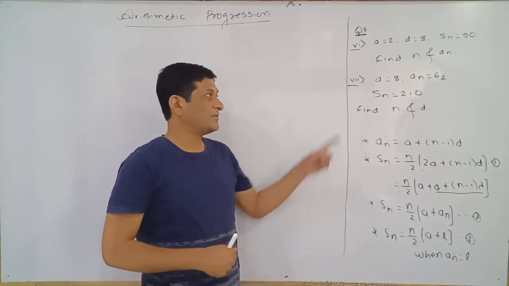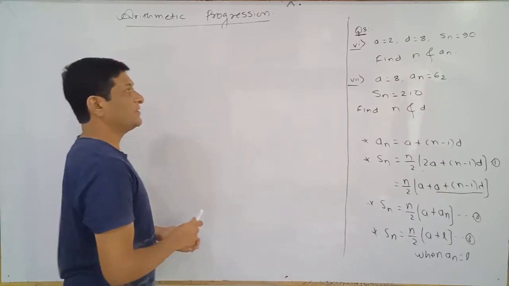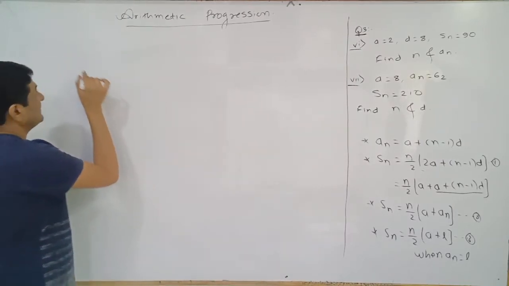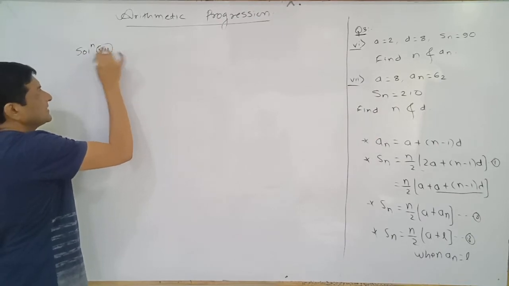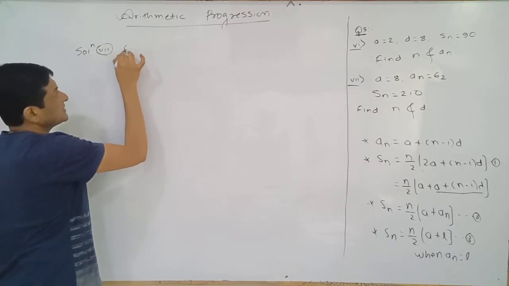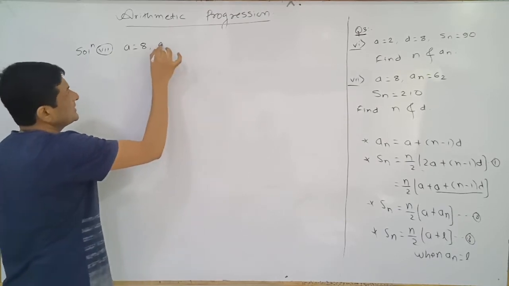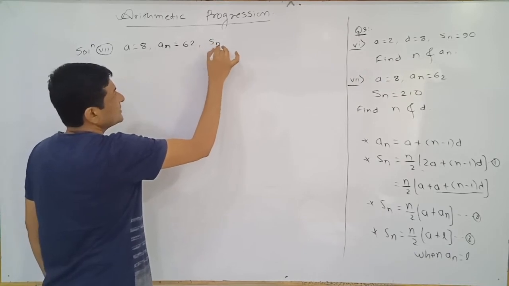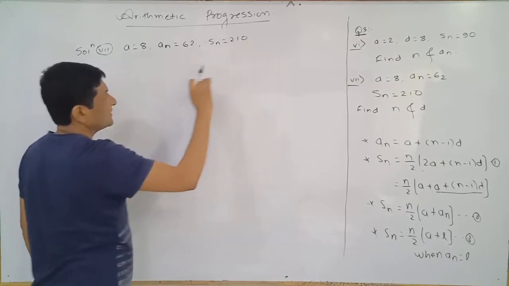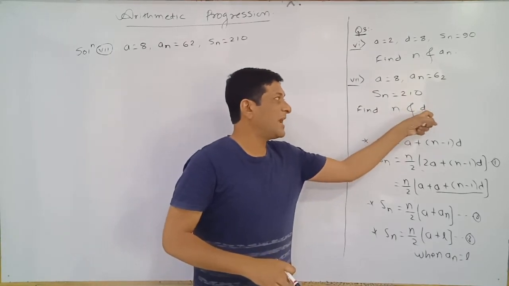So now we are solving example number 7 from question number 3. Observe the given condition in question number 7. So the solution of question number 7. Here it is given to us that a is equal to 8, an is equal to 62, and Sn is equal to 210. Using these three values, the question is to find n and d.